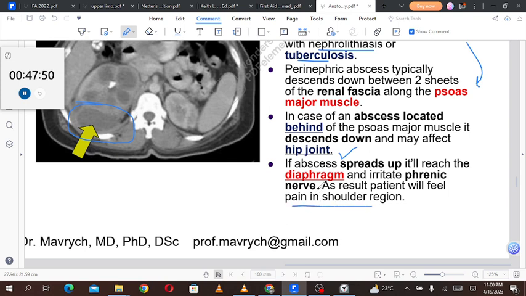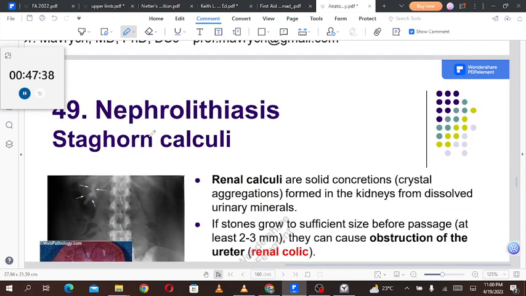I have to read that once again. In the case of an abscess located behind the psoas major muscle, it descends down and may affect the hip joint. And if the abscess spreads up, it will reach the diaphragm and irritate the phrenic nerve. As a result, the patient will feel pain in the shoulder joint.